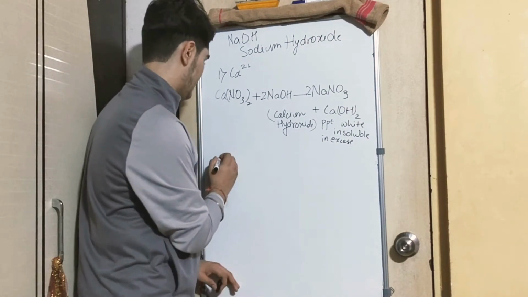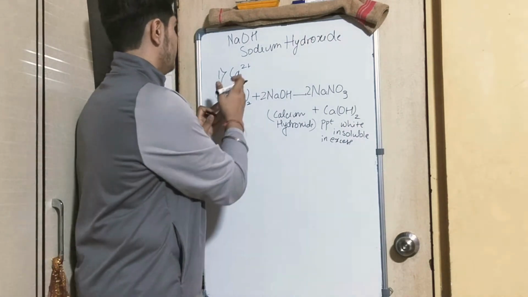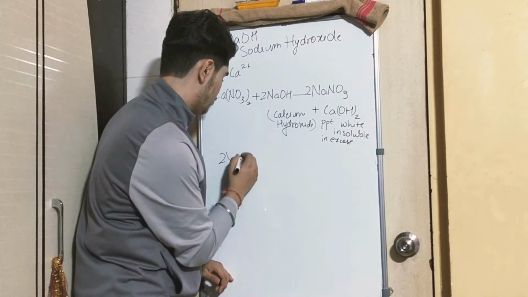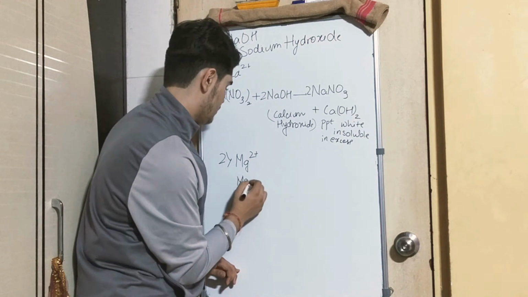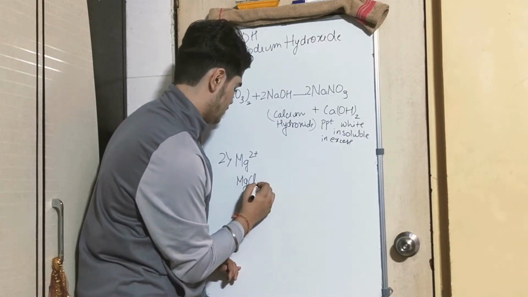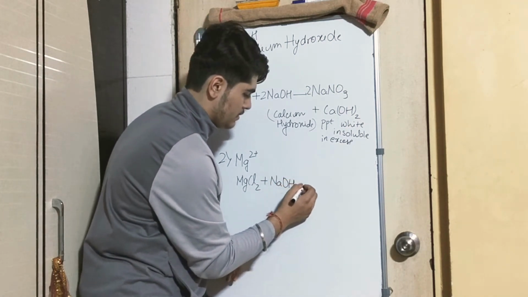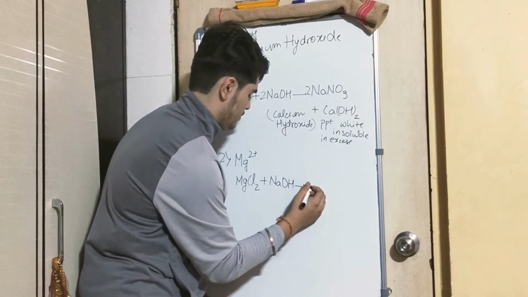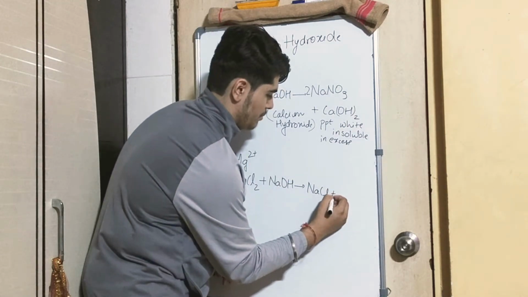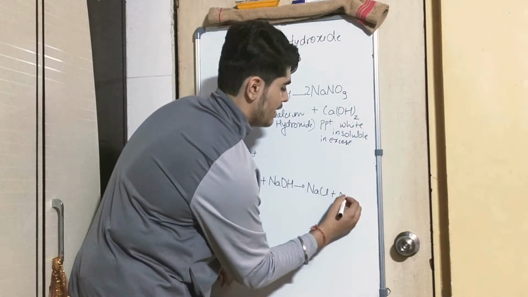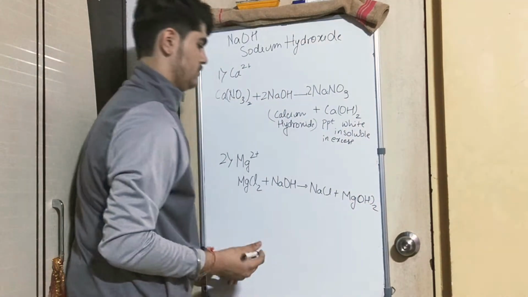Now the second reaction we are going to do is with Mg2 plus ion. We are going to take MgCl2 plus NaOH gives NaCl plus Mg(OH)2.